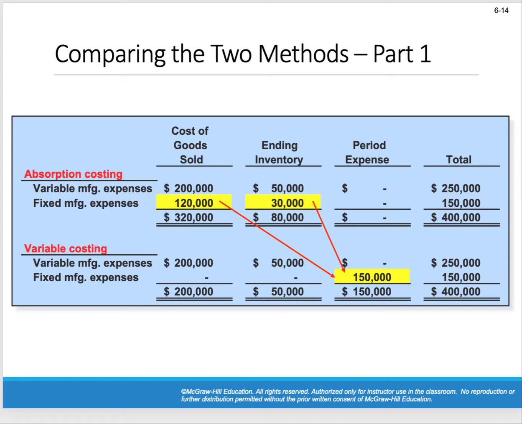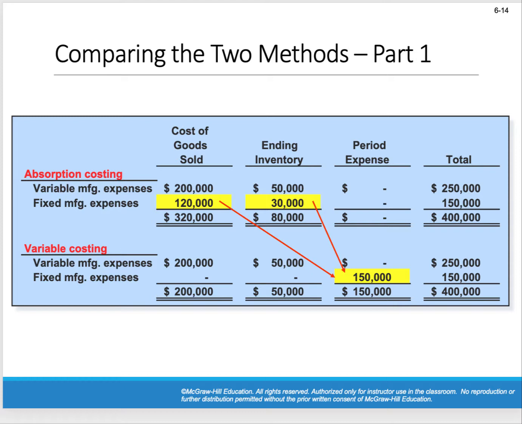Well, we know in total we have $150,000. Where did that $150,000 of fixed manufacturing overhead go? It's sitting on the balance sheet in ending inventory as $30,000. When will we recognize that? We will recognize that $30,000 under absorption costing whenever we sell those units, which will probably be in the next period.